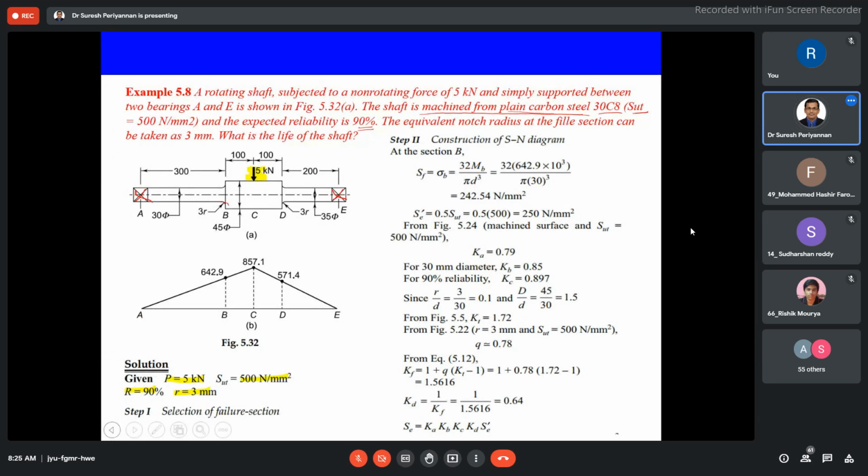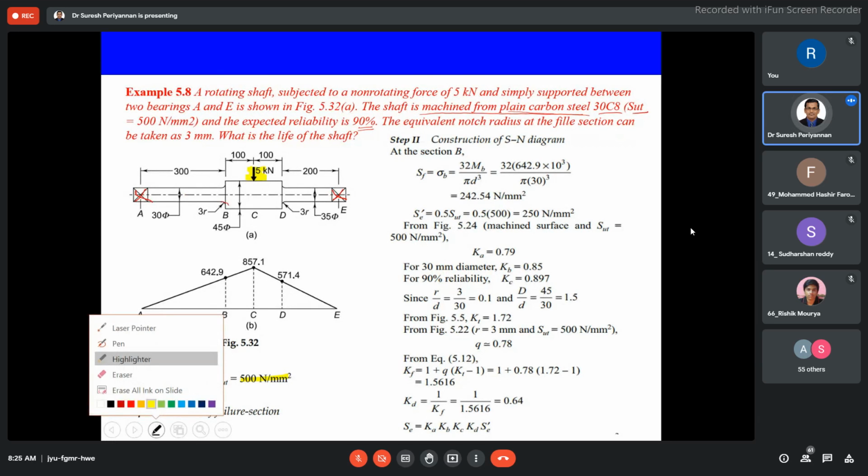Now we are going to the second step. First we have to find out the selection of the failure section. Which section should we consider for the design? Here they didn't give which section we have to go for in the design, but we have to identify it based on our earlier understanding.